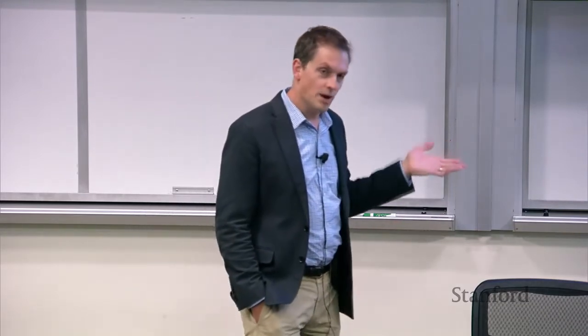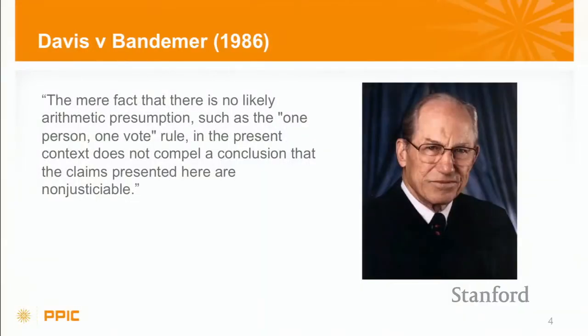This from Justice White, I think, is telling. He says, the mere fact that there is no likely arithmetic presumption, such as the one-person, one-vote rule, that's the standard that came from those earlier cases in the 1960s, in the present context, does not compel a conclusion that the claims presented here are non-justiciable. So just because we don't know what the measure is right now, and it's not crystal clear what that measure would be, doesn't mean that there couldn't be a measure at some point in the future.